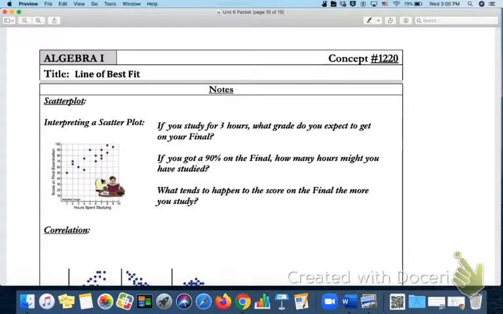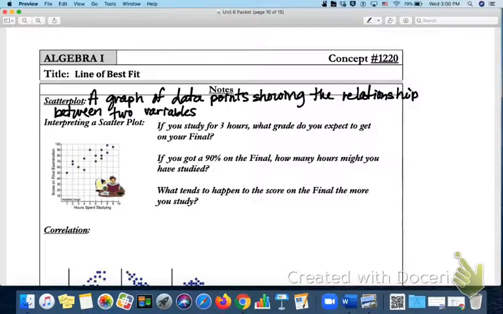Below is an image of a scatter plot. A scatter plot is a graph of data points showing the relationship between two variables. If you look at this scatter plot, it's talking about hours spent studying and the score on a final exam. Let's take a look and see if we can answer these questions by looking at the graph.